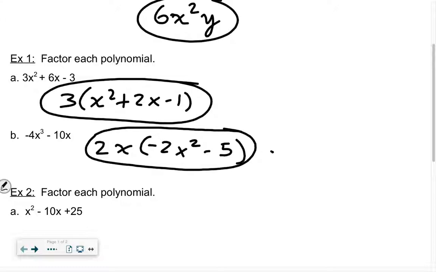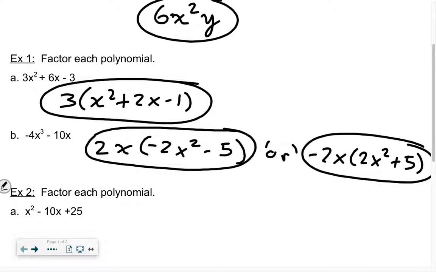The other way you can write it is if you factor out the negative right away with that 2x. You just got to be careful with your signs. Negative 2x. Now that becomes a positive x squared, and that becomes a positive 5. And what I do is I always go back and distribute just to make sure that it's what I come up with for the original expression. Negative times positive will get me negative. Negative times positive will get me negative, and that's what I want.